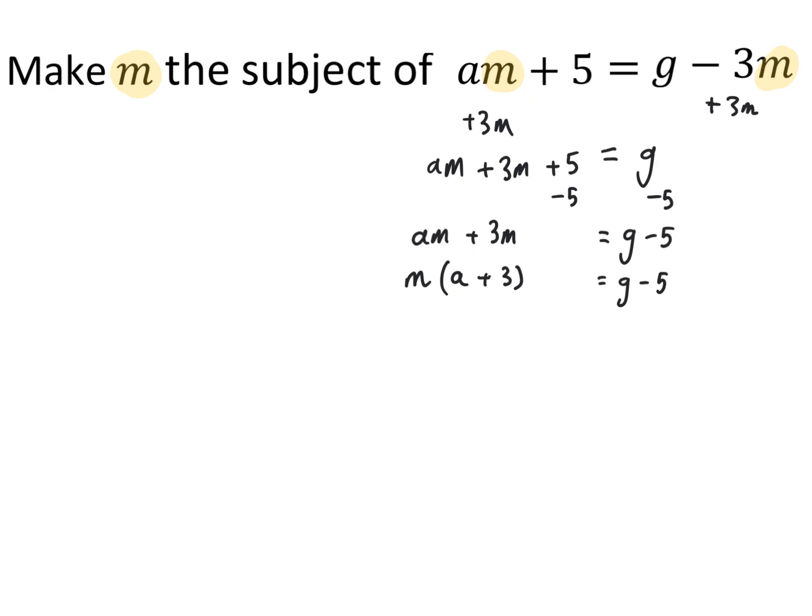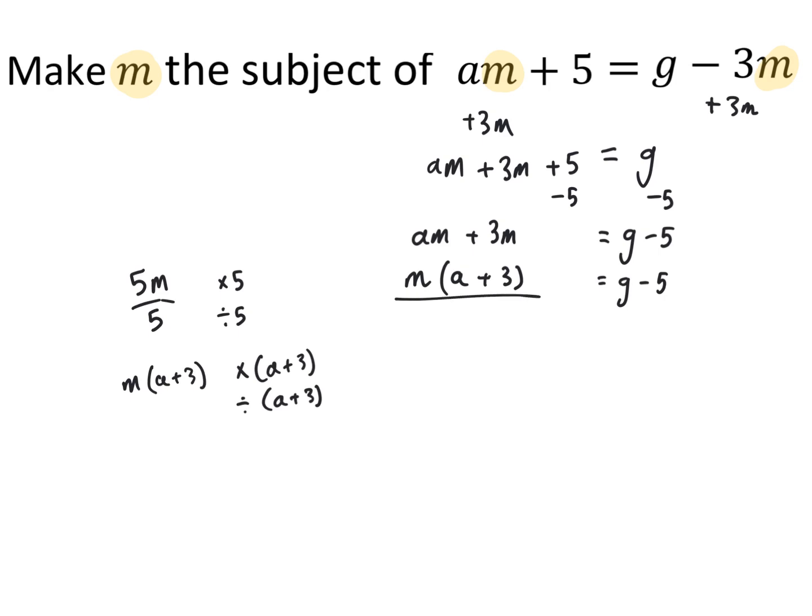So here I've got m multiplied by a plus 3. Think about it: if I had 5m and I wanted to get m on its own, I would divide by 5, because the inverse of multiplying by 5 is dividing by 5. So here I've got m and it's being multiplied by a plus 3. So the inverse of multiplying by a plus 3 is to divide by that bracket.